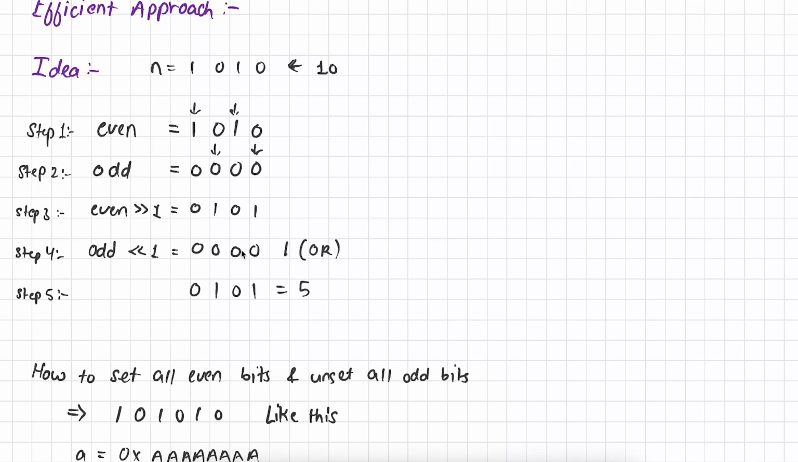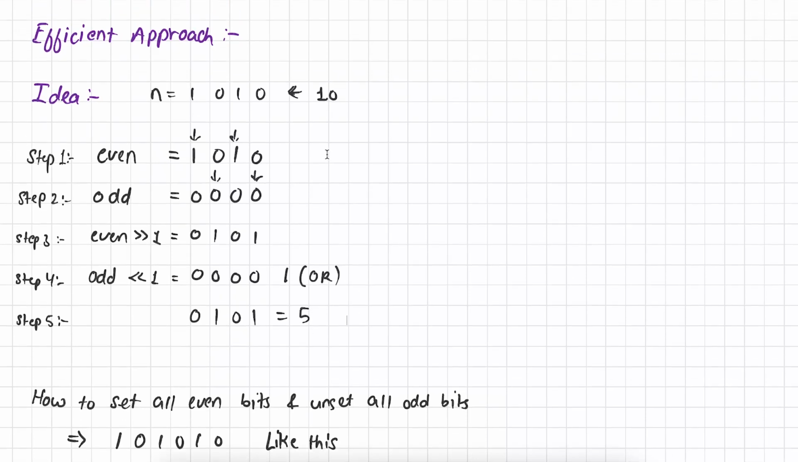When we do the OR operation, we get 0101, because 0 OR 1 is 1, 0 OR 0 is 0, 1 OR 0 is 1, and 0 OR 0 is 0. So we get our result, and that is equal to 5. This binary representation represents 5 in decimal, and this is the correct answer. So if n is 10, after swapping even and odd bits, we get 5 as our answer.